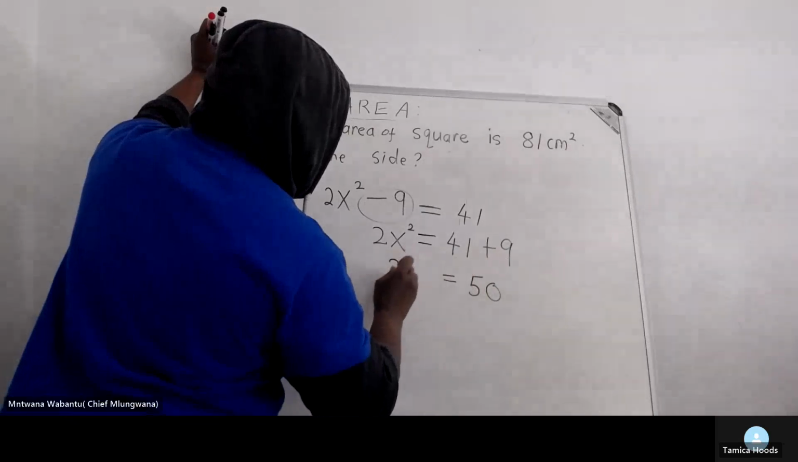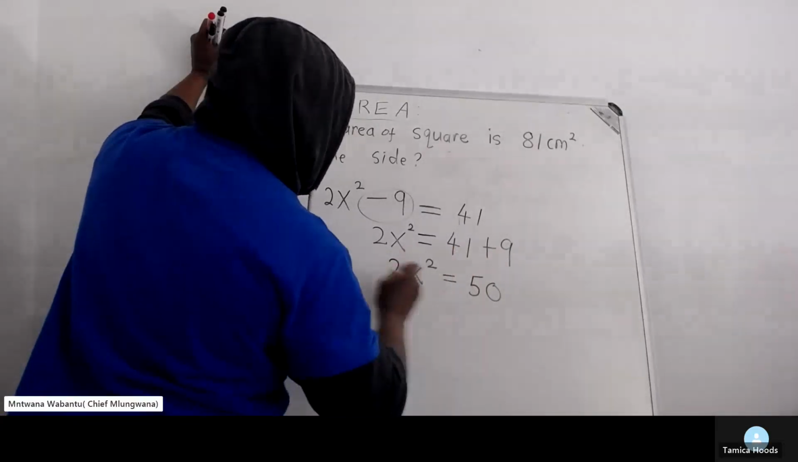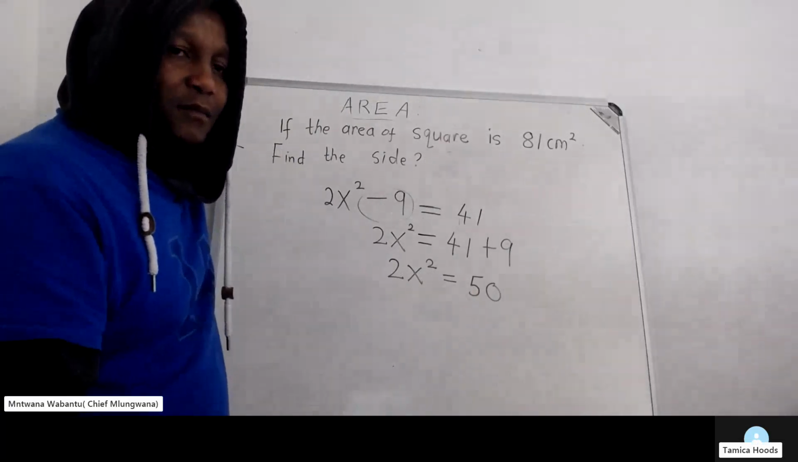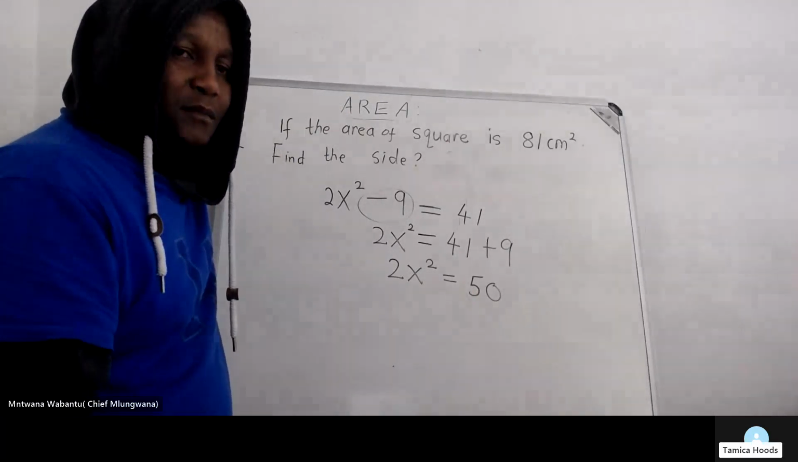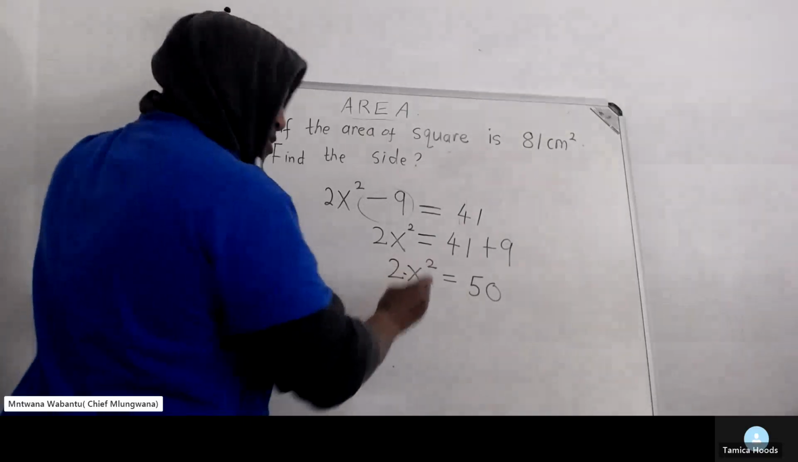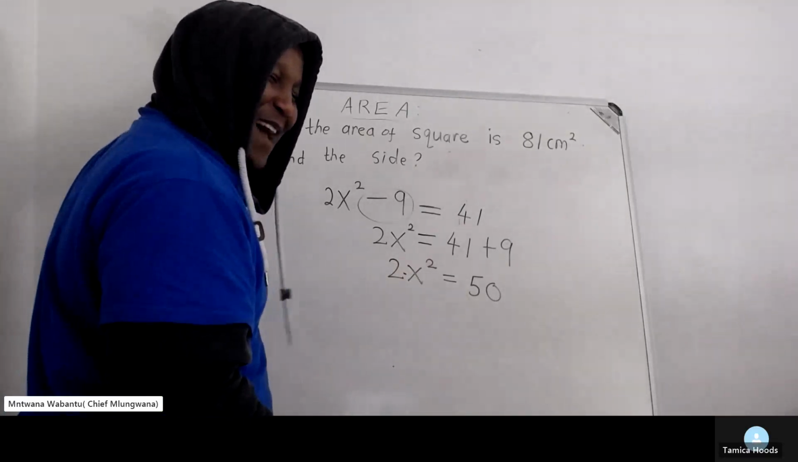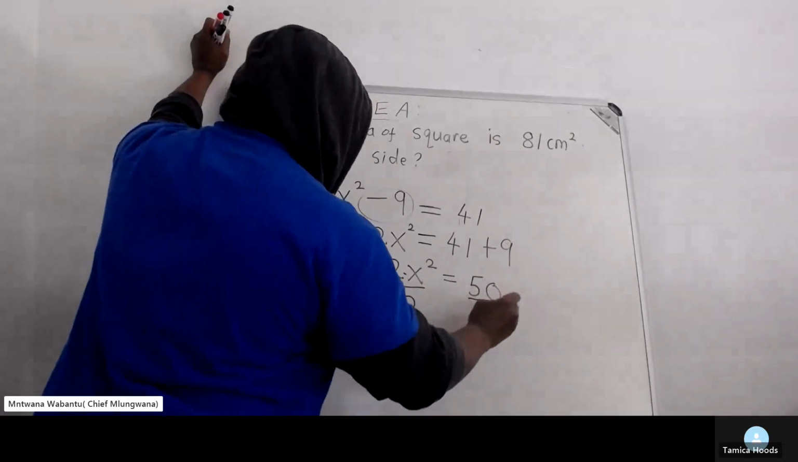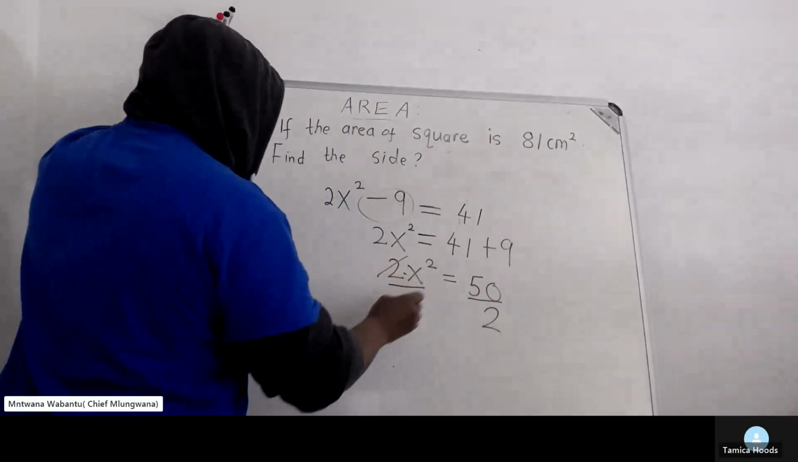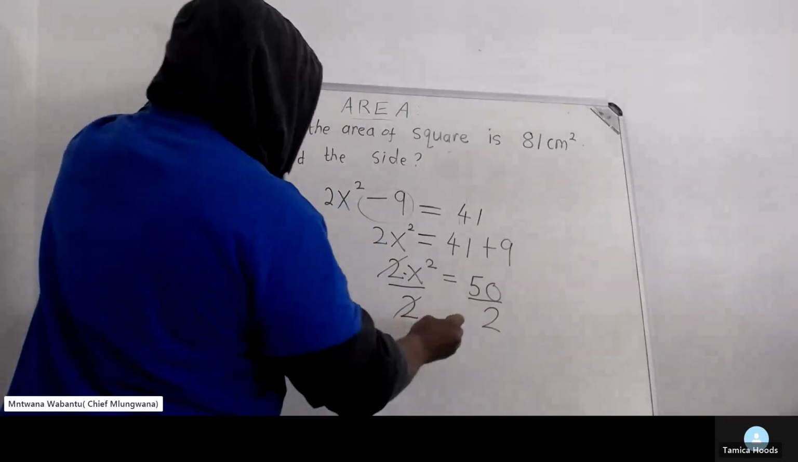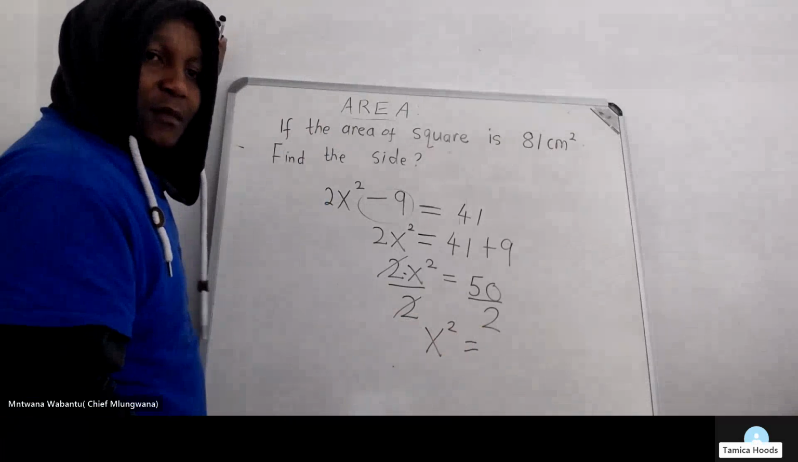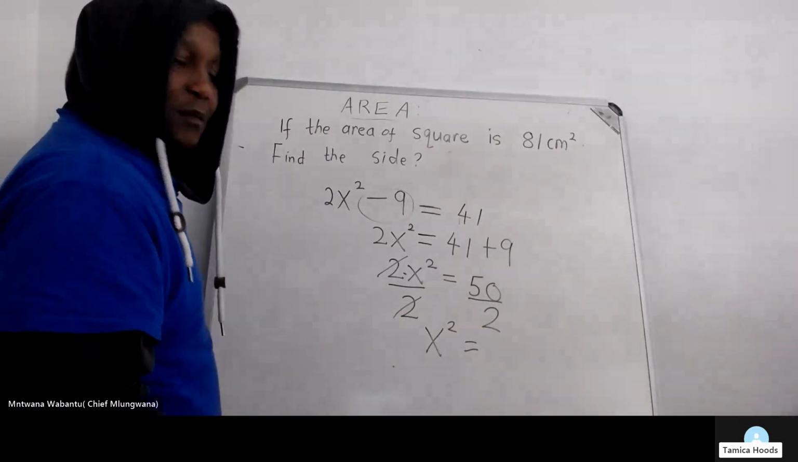50 is equal to 2x squared. And then what is the next step here? The next step is to get rid of the 2. Very good, I'm so proud of you. We're going to divide by 2. 2 and 2 cancel. And then x squared is equal to? That would be 25.